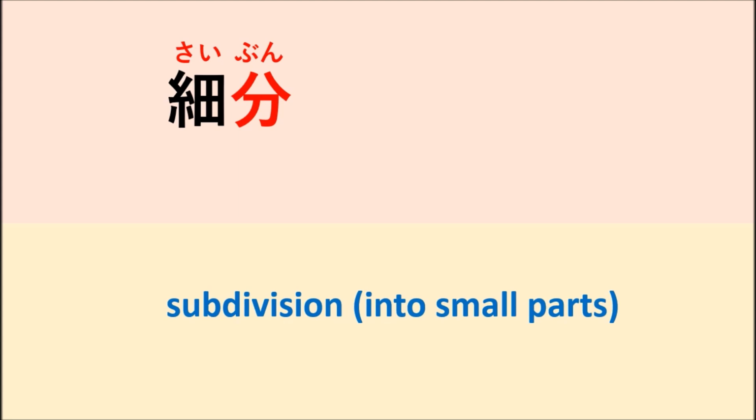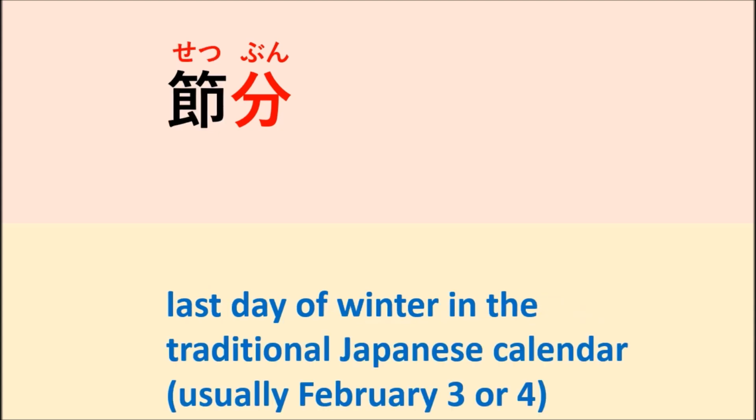細分 means subdivision into small parts. The kanji sai is from the kanji of shosai or kuwashi, right? So this kanji means talking about detail. When used with the kanji of bun, which means part, this means the small part. So you can say saibun, and it means subdivision into small parts. 節分 means the last day of winter in the traditional Japanese calendar, usually February 3rd or 4th.